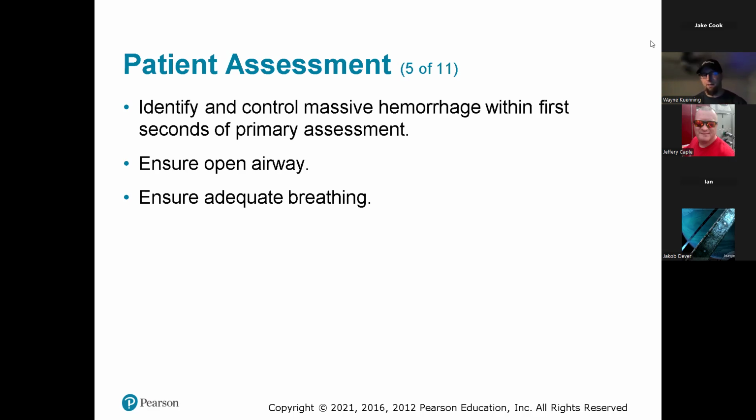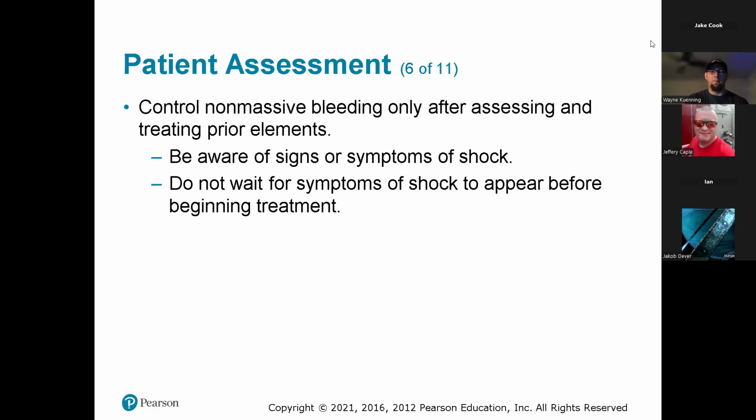So ideally, if you identify an arterial bleed, you should be able to identify any arterial bleed within 15 seconds of patient contact and control it. I'd control the bleed, open the airway, and help them breathe. That's the number one hallmark of trauma patients. Stop the bleed, open the airway, help them breathe.